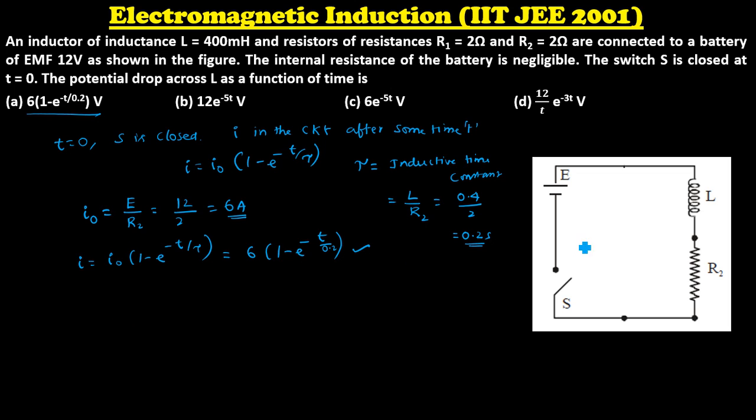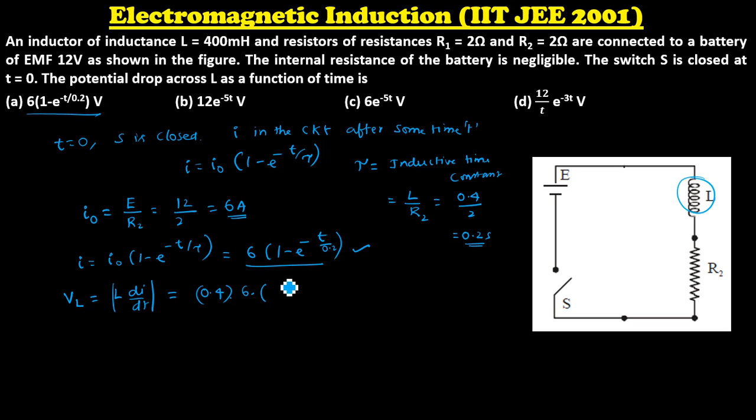Generally the potential drop across an inductor is nothing but L di by dt. I am just considering the magnitude of it. Now, what is the inductance? That is 0.4. 400 millihenry is nothing but 0.4. Very good. For di by dt, we take this current and differentiate it once. 6 is just a constant, so keep it aside.